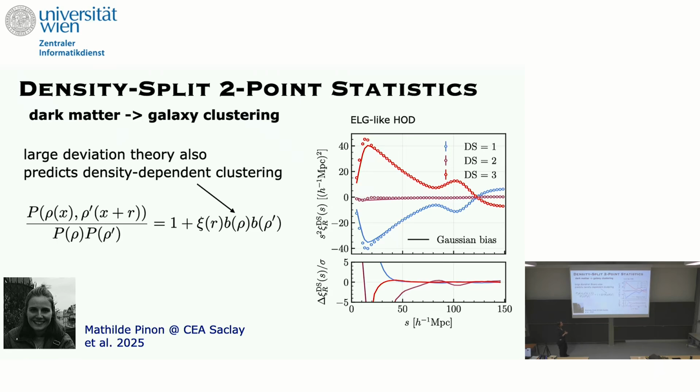Those are actually in redshift space. So this is work by Mathilde Pignon, who's just finishing her PhD at Saclay. And you can see if you stay on large enough scales, I guess I would say 30 to 40 megaparsec here, it's actually quite nice, right? So the predictions here also Gaussian bias. So this is Gaussian Lagrangian bias too.